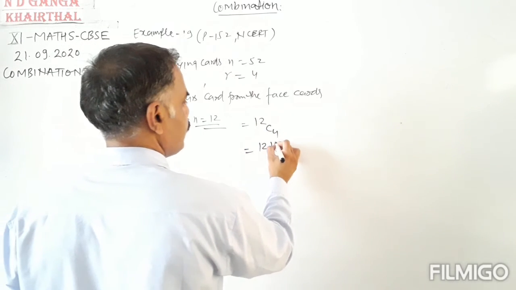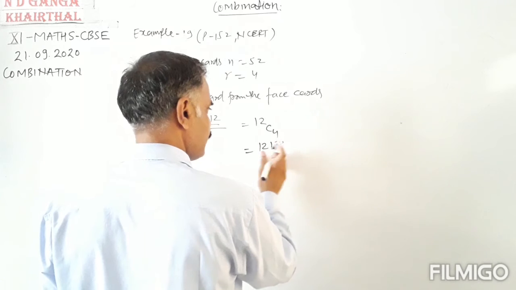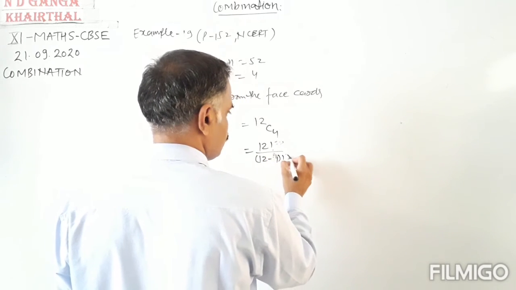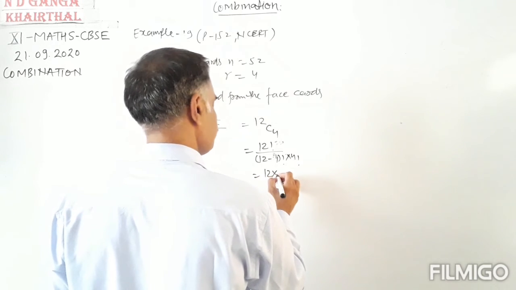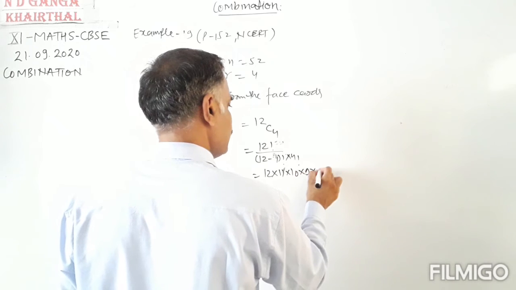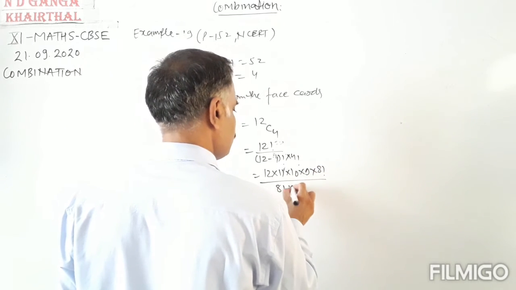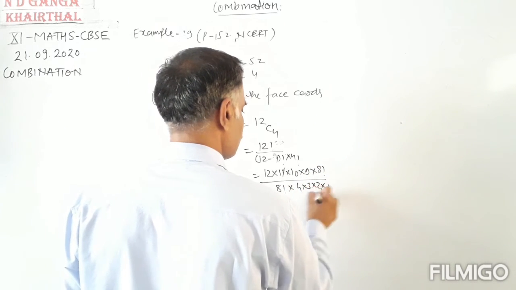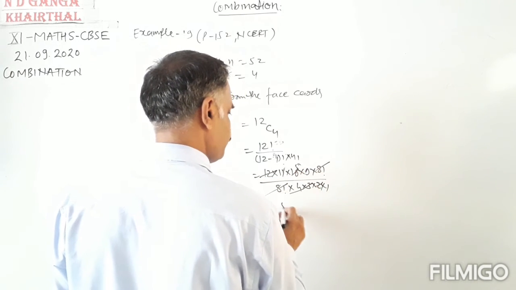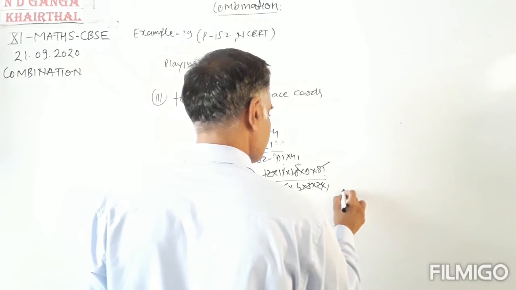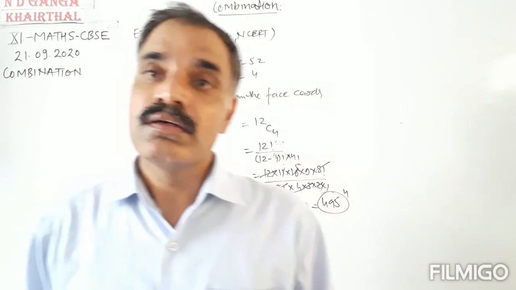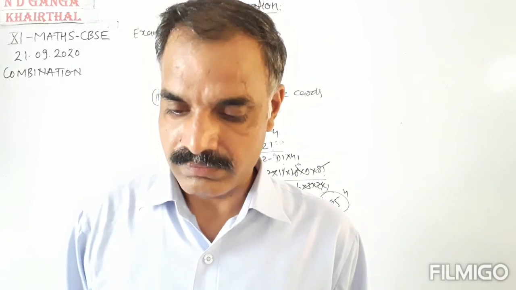12C4 is 12 factorial upon (12 minus 4) factorial into 4 factorial. 12 into 11 into 10 into 9 into 8 factorial upon 8 factorial into 4 into 3 into 2 into 1. 8 factorial cancels 8 factorial, and 4 3s are 12, and 2 5s are 10, so 55 into 9, that is 495. So 495 total selections are there.